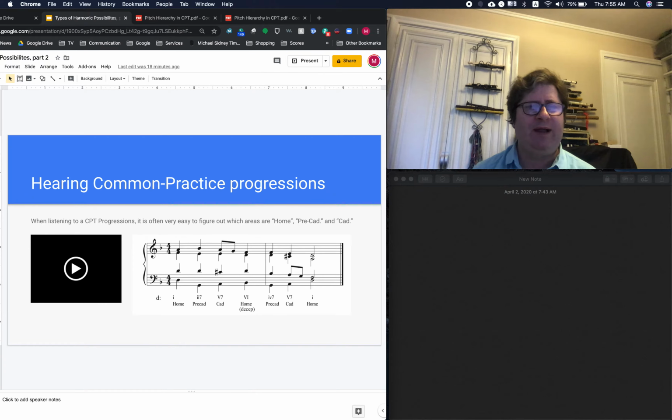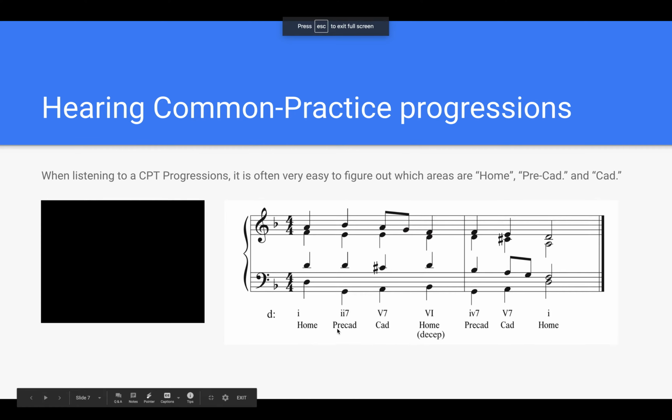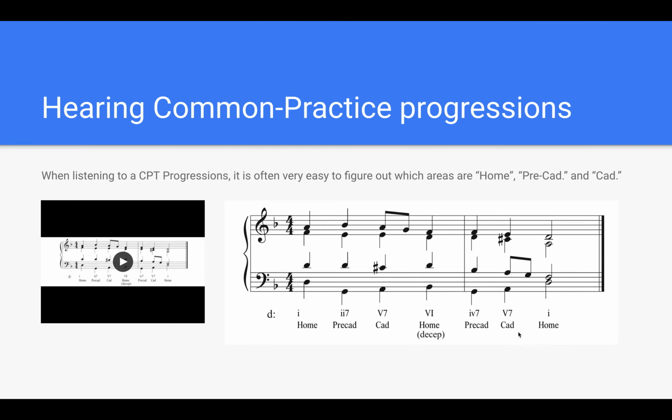Hearing common practice progressions. When listening to a CPT progression, it is often easy to figure out which areas are home, pre-cadential, and cadential. So let's look at this in the presentation here. So you can see I have home, pre-cad, cad, home, even though it's a deceptive cadence, pre-cad, cad, home. So we can really tell.